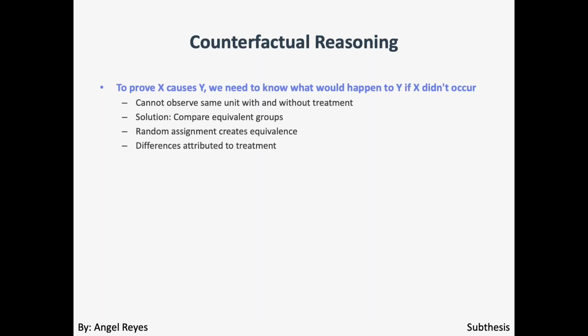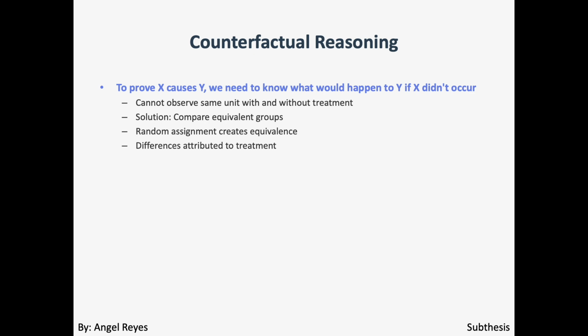So, how do experiments solve this problem? Through something called counterfactual reasoning. To prove that X causes Y, we need to know what would happen to Y if X didn't occur. But here's the fundamental problem. We can't observe the same person at the same time with and without the treatment. You can't give someone breakfast and not give them breakfast simultaneously.